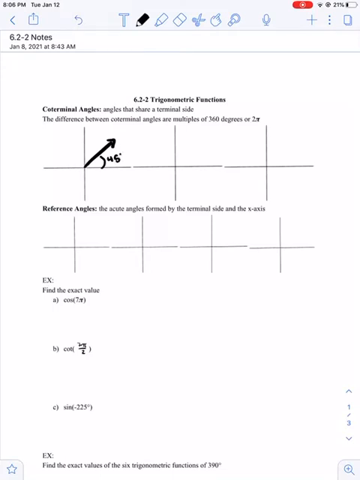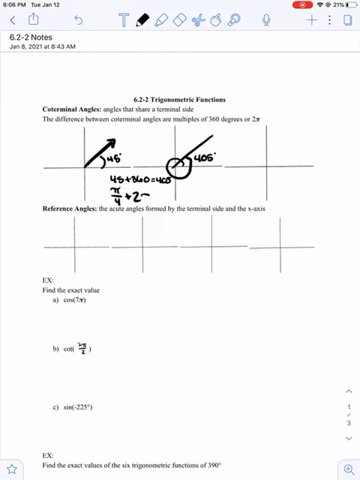And then if I want the next coterminal angle, I'm going to add 360. So I'm going to say 45 plus 360. And that equals 405. So on this second graph, I'm going to graph 405 degrees. But as we know, 45 can also be written as pi over 4 for radians.